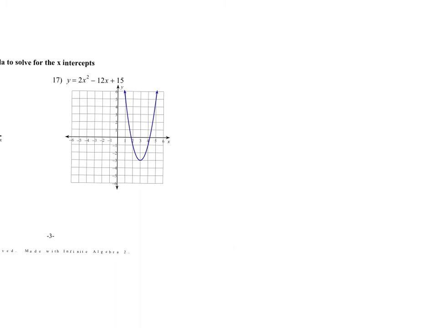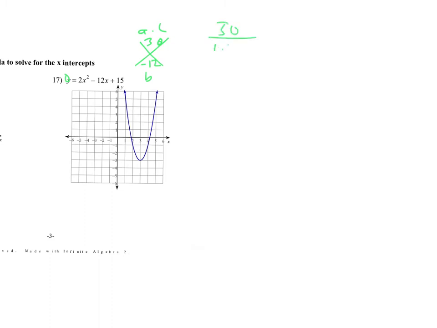So for this one, once again, we'll plug in a 0 right there for y, and we'll try to factor this. So a times c is 30, and then b is -12. And so does that factor? So 30, what do we have?